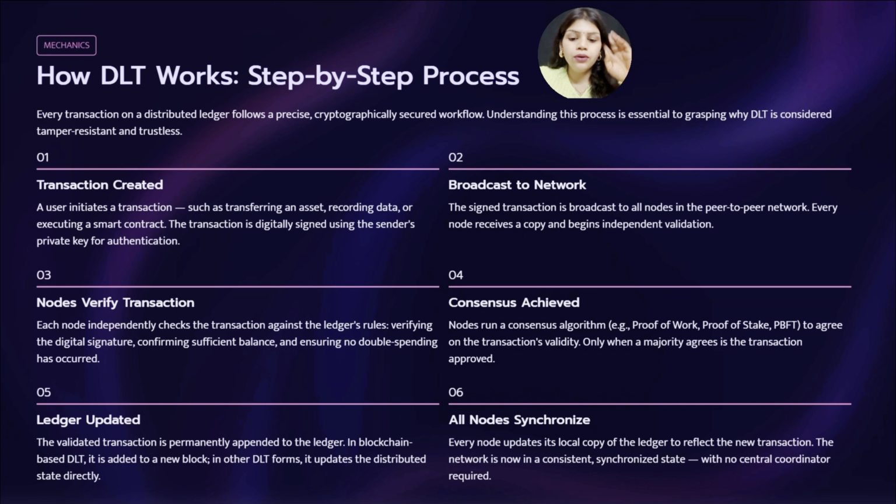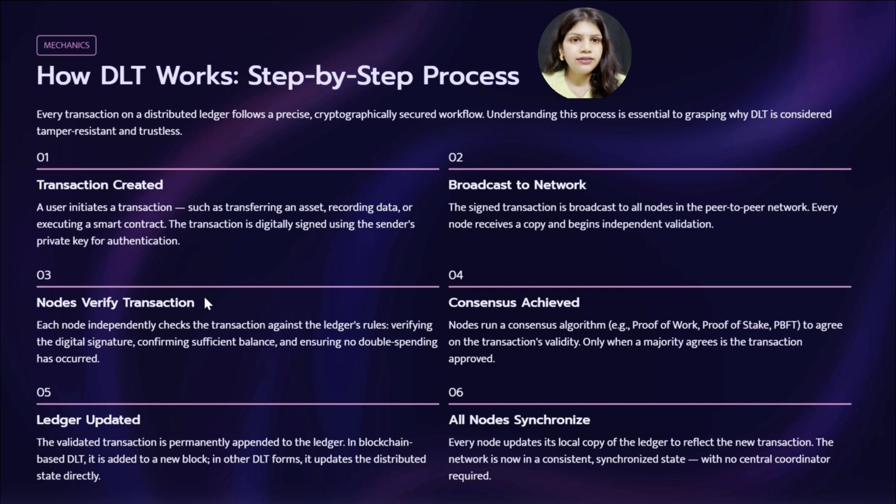Okay, next is how DLT works, the step by step process. Okay, so first the transaction is created. Next it is broadcasted to the network. So once the user, say person A, has initiated a transaction, like he is sending 1 Bitcoin to person B, now it is broadcasted to the whole network. Now all the nodes, like node 1, node 2, node 3, node 5, node 6, all have received that the transaction has been created.